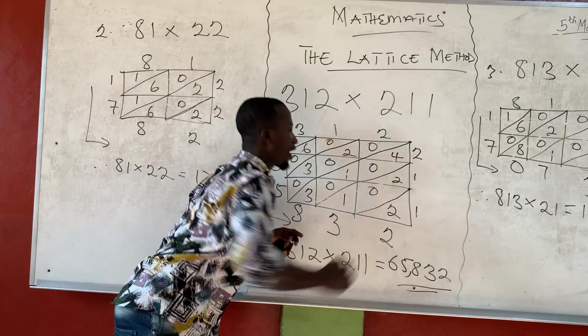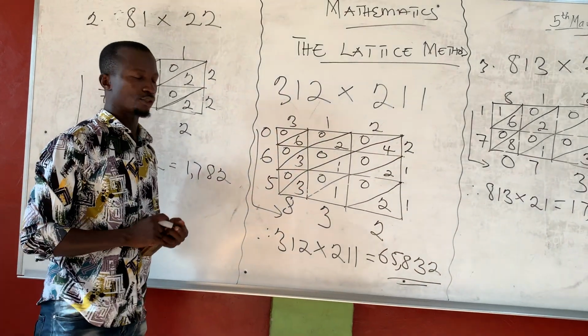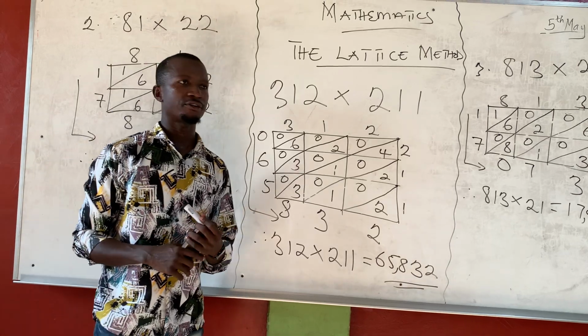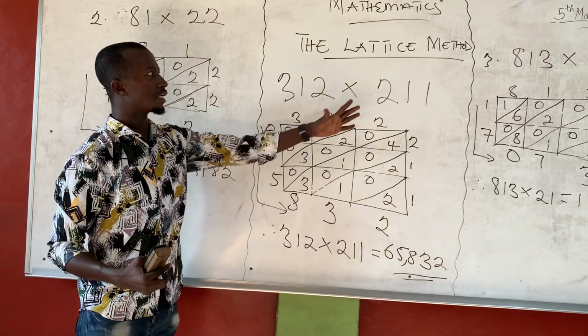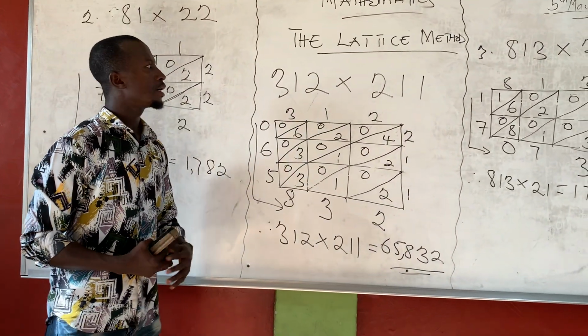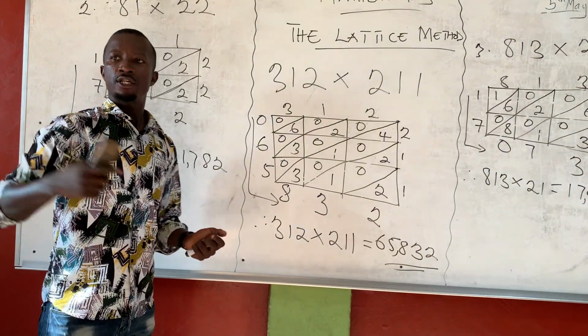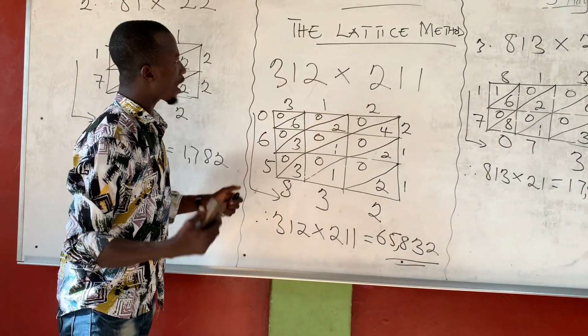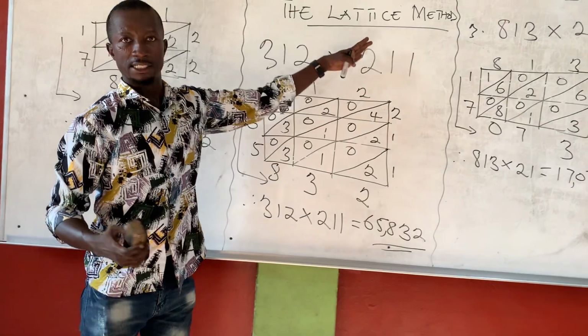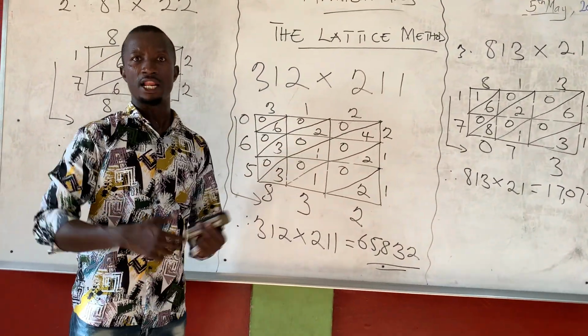That is 65,832. I believe you have gotten it. I think the 4 examples are enough for you. When you take your textbooks, you will find that this method is there. You can try as much as you like in your textbook.